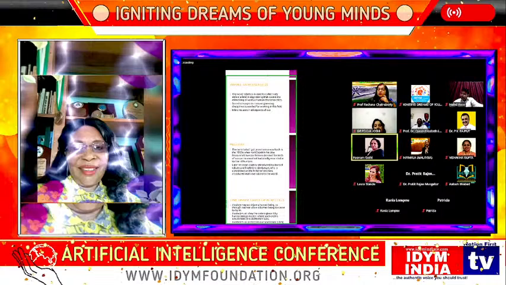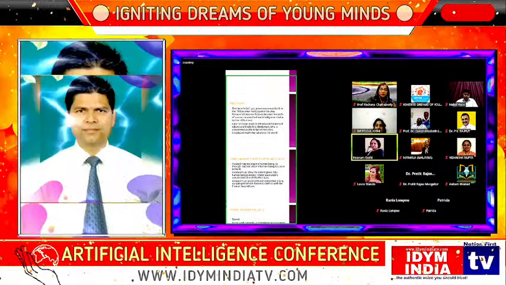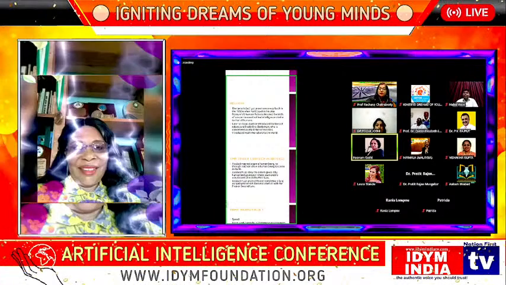The three laws of robotics. A robot may not injure a human being or, through inaction, allow a human being to come to harm. A robot must obey the orders given it by human beings, except where such orders would conflict with the first law.